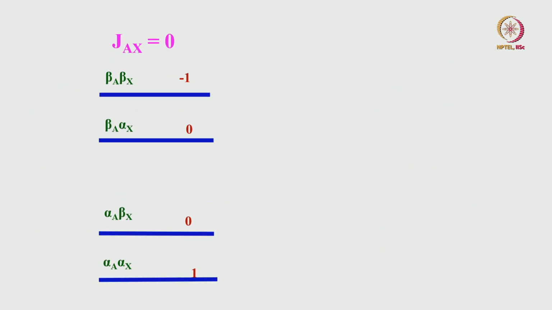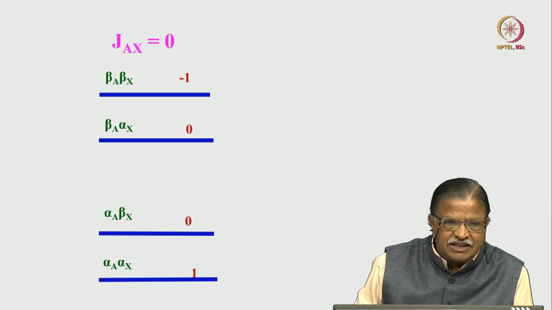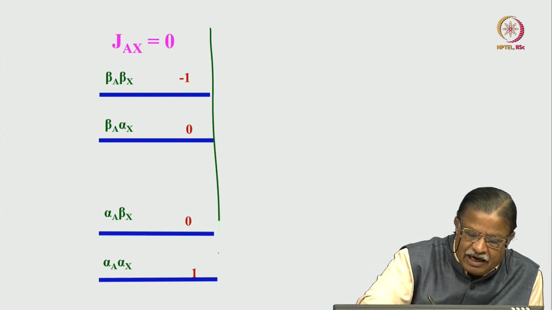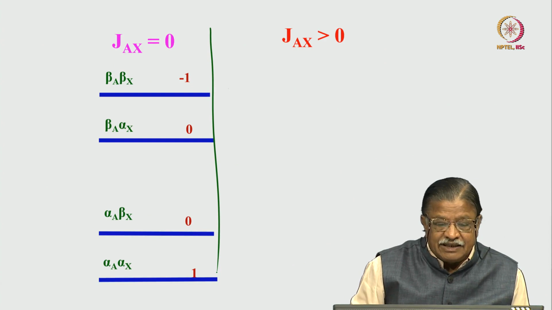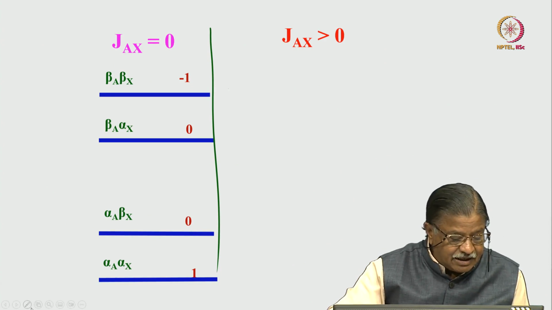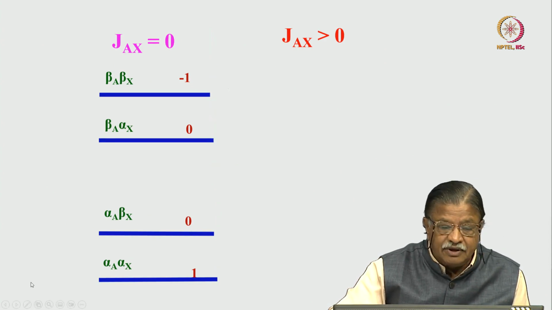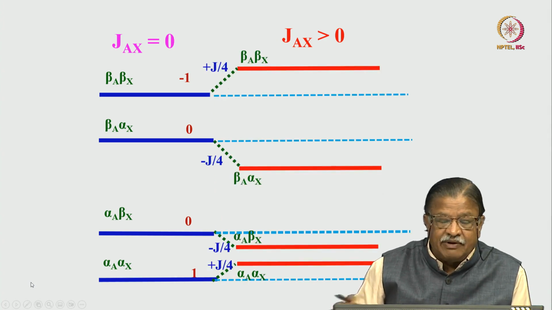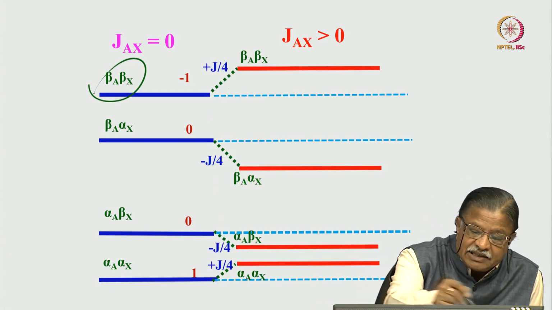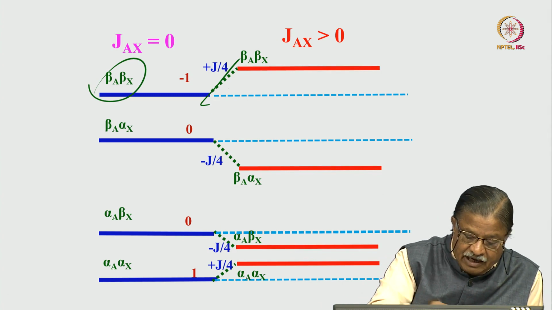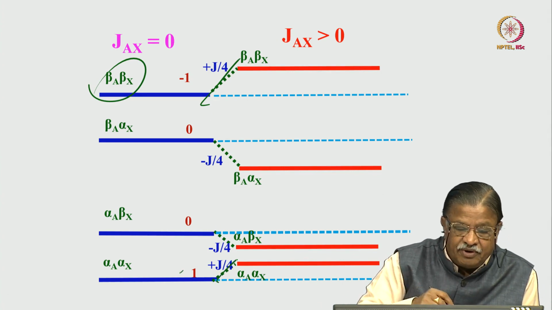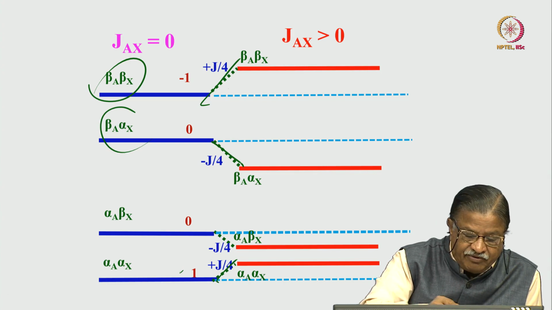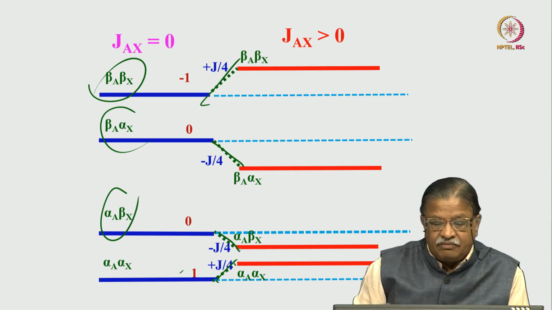And now let us see the energy level diagram. Consider the situation where JAX is 0, we already know this. As I said, if JAX is positive, greater than 0, then what is going to happen, as I just explained, is that beta beta states are pushed up by J by 4, similarly the alpha alpha state is pushed up by J by 4, the beta alpha states come down by J by 4, and this also comes down by J by 4.